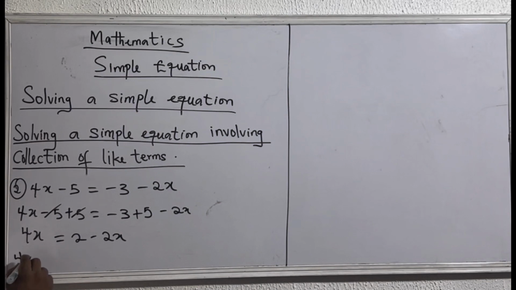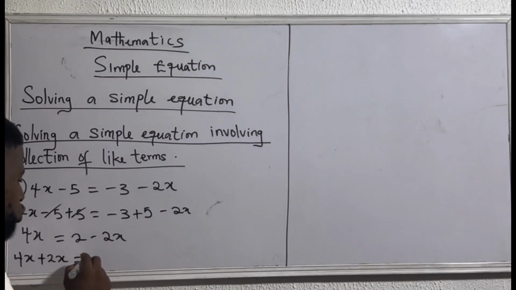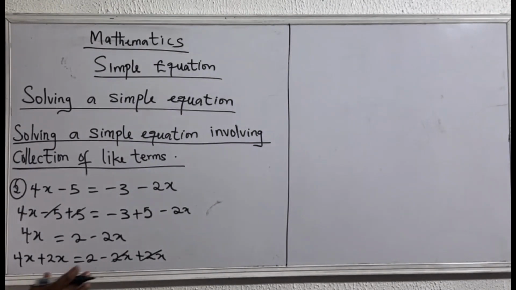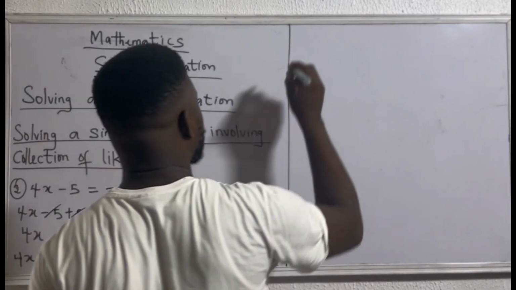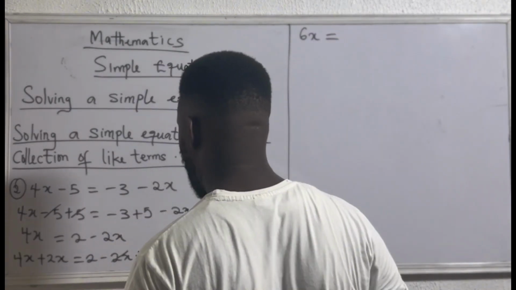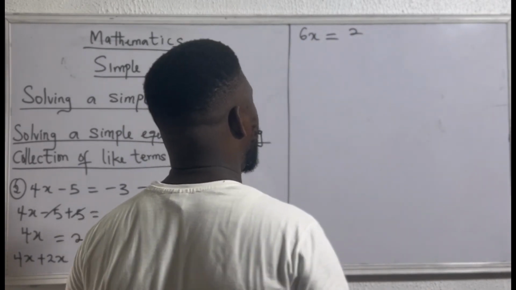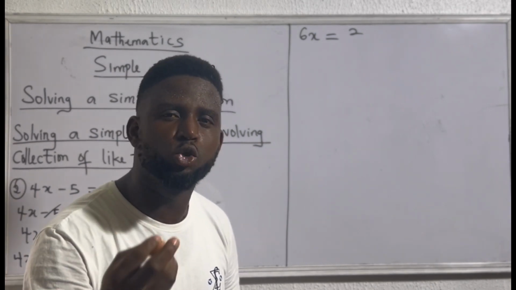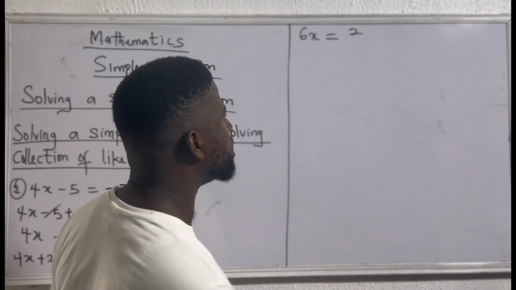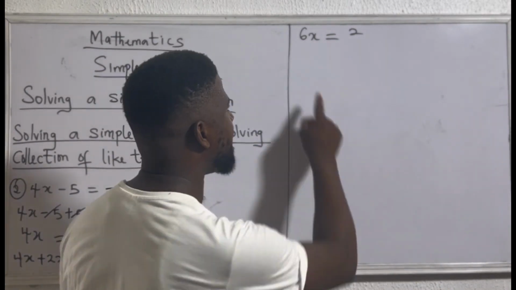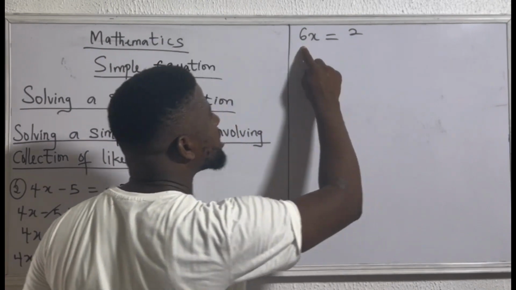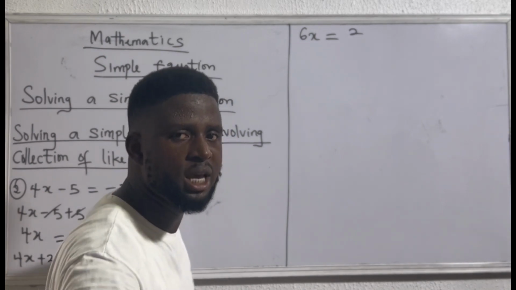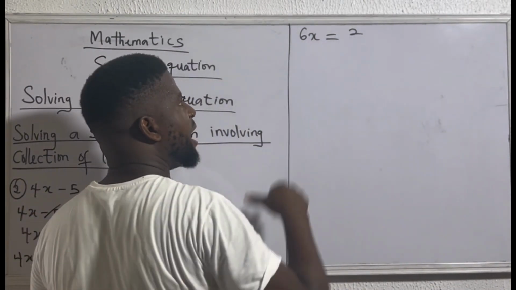So we have 4x, I'm adding 2x now, equal 2 minus 2x plus 2x. Now, this will make this 0 on the right hand side. 4x plus 2x will give me 6x equal 2 on the right hand side. Now, remember that the end point of an equation is to find the value of the unknown, which is x. The unknown here is x, not 6x. Now, if you look at this, 6 is multiplying x. So to delete 6, we use the inverse of multiplication, which is division. So we are dividing 6x by 6.